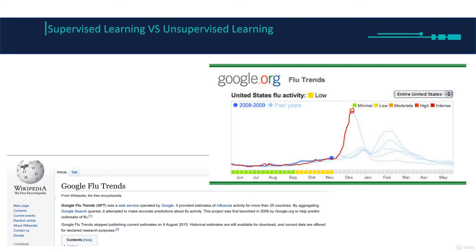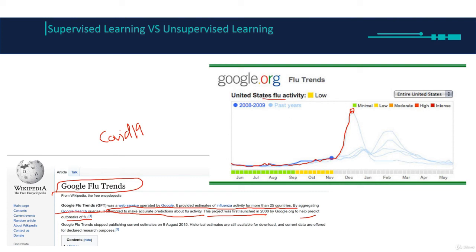Here we can see Google Flu Trends from Wikipedia. It's a web service from Google that provides influenza activity for more than 25 countries by aggregating Google search queries in an attempt to make accurate predictions about flu activity. This project was launched in 2008 and helped predict the outbreak of flu. Just like right now we are going to COVID-19. We're going to see another example in the next slide. So this is how they predicted the flu in 2008 and 2009.